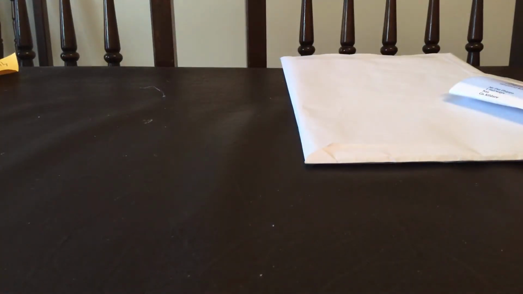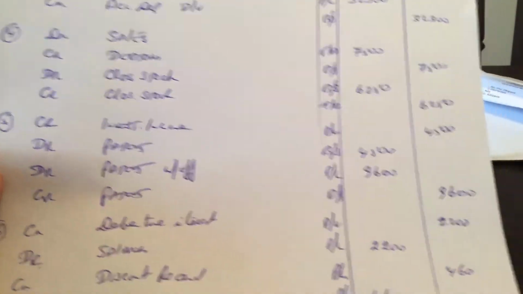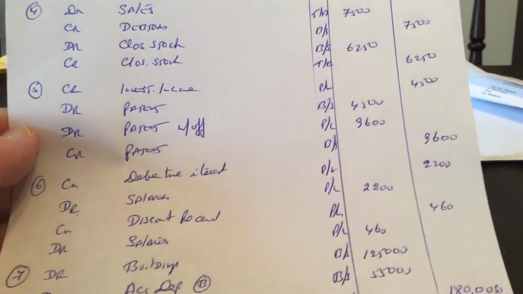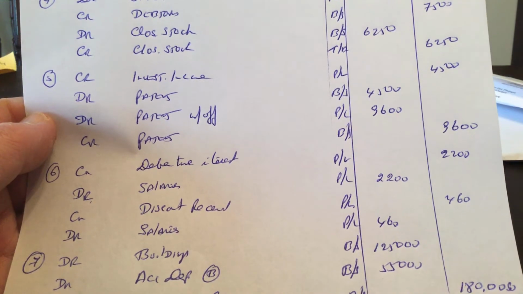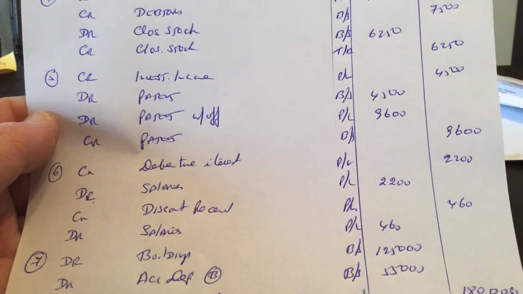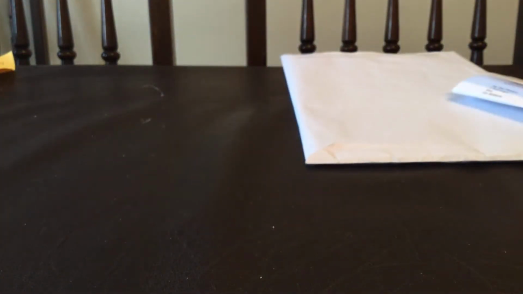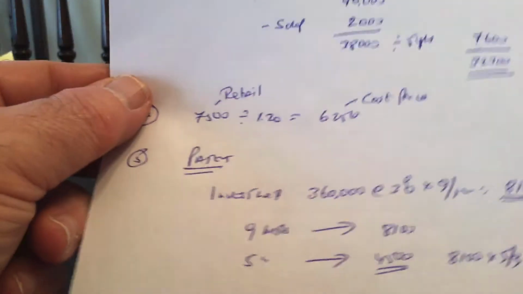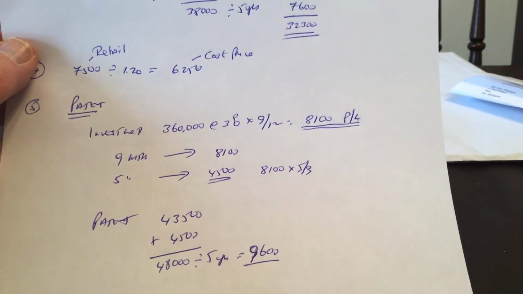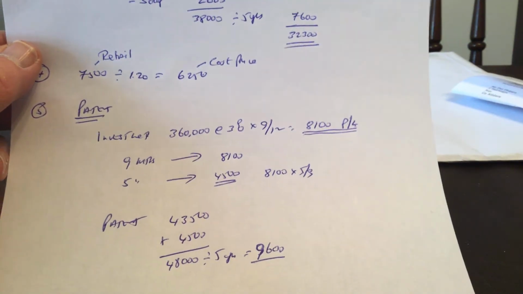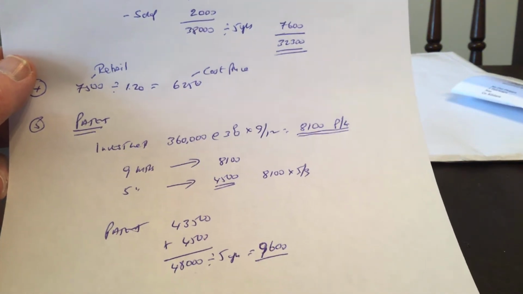So let's reflect that in the accounts. So we go credit investment income in the P&L 4,500. Why? Because it's a gain. Debit the patent 4,500, and in the balance sheet we're increasing the patent back to its original cost. So then the patent in the trial balance is 43,500 plus the adjustment of 4,500. So the patent was actually worth 48,000. Divided by 5 years, so it's being amortized over 5 years, so that's 9,600.